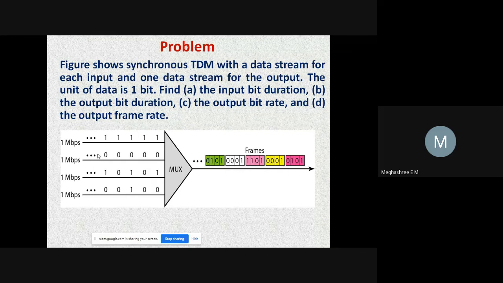For this data, one more thing: they have given the input rate, that is the bandwidth for each input line, which is 1 Mbps. For this you have to find out the input bit duration, the output bit duration, the output bit rate, and the output frame rate. So now we'll see how to solve this problem.